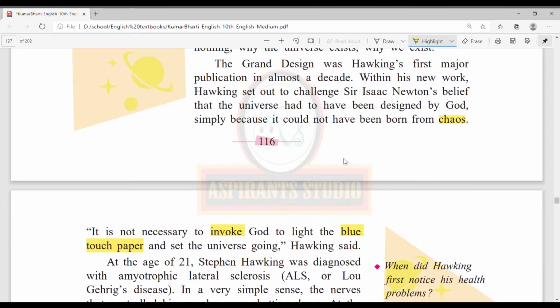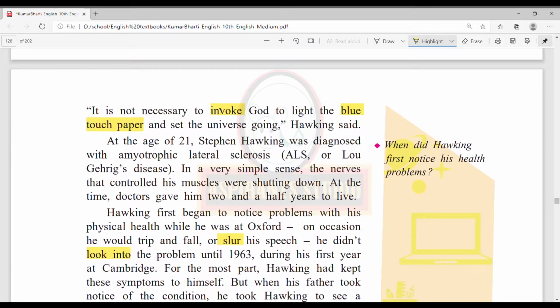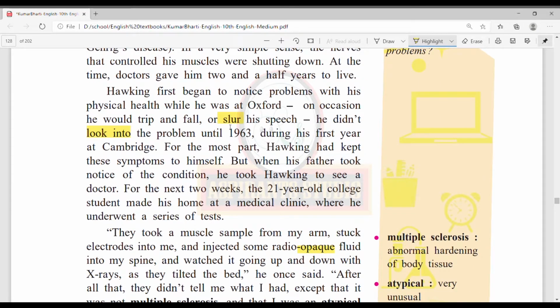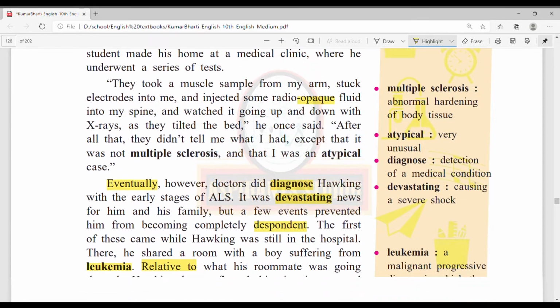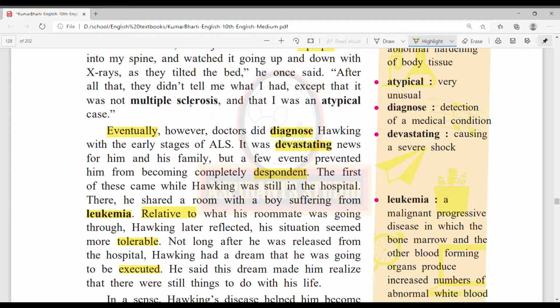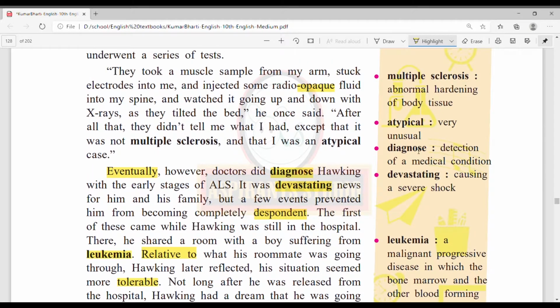Here, chaos means a state of complete disorder and confusion. Invoke means to call on a deity. Blue touch paper means something which causes excitement. Slur means to speak indistinctly so that the sounds run into one another. Look into means to investigate. Opaque means not able to be seen through. Multiple sclerosis means abnormal hardening of body tissue.